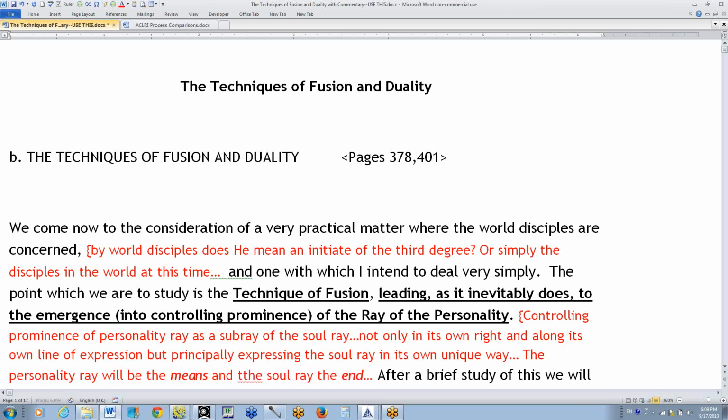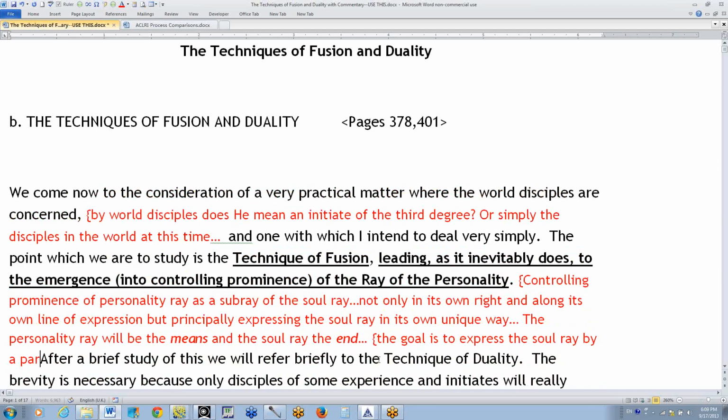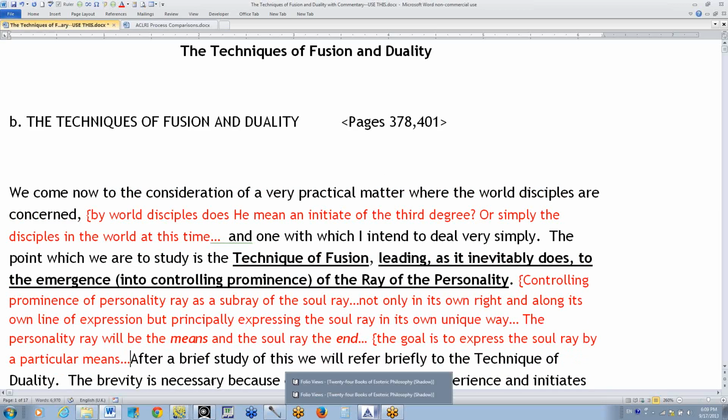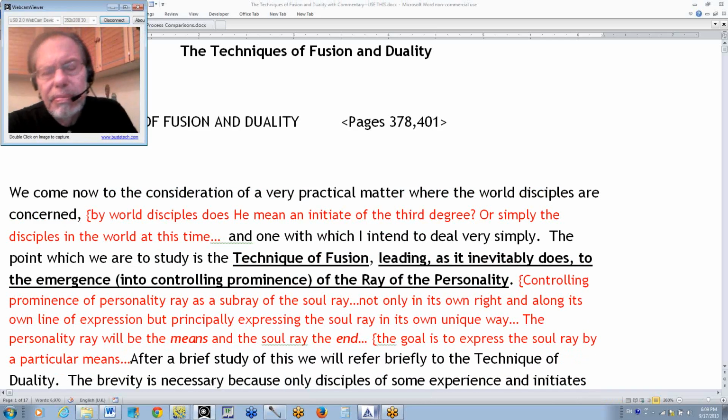So the method of expression will be that of the personality ray, but the goal of the expression will be to express the soul ray by a particular means. So all of us are probably by this time fairly aware of what our soul ray and personality ray may be, and we want to note the degree to which they have blended.